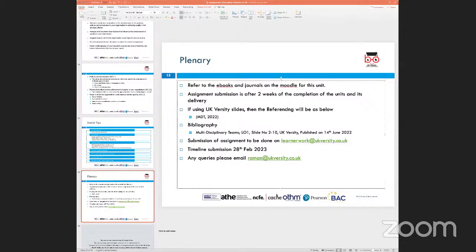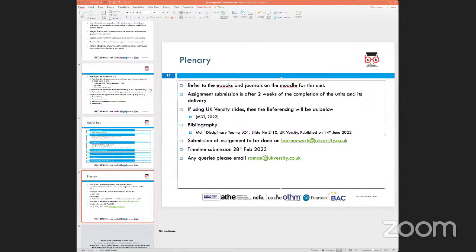And if you have any further questions with regards to this, then do write an email to me at raman@ukversity.co.uk, and I'll come back to you with more details or anything that you need in terms of moving ahead with completing the unit.